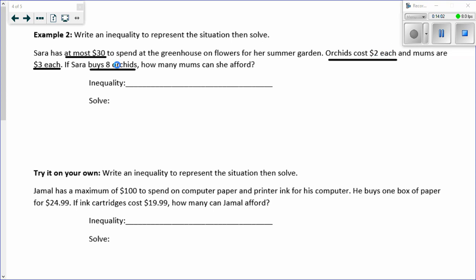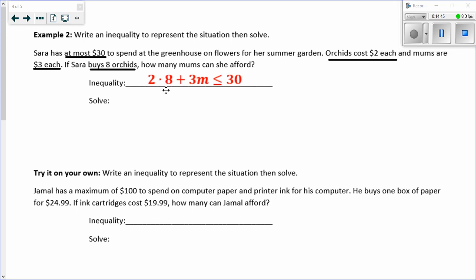What she's buying is 8 orchids for $2 each, so each is a word that means multiply. So 2 times 8 plus, I don't know how many mums she's getting, but $3 each, so 3 times the number of mums she's got. And that, what she's spending, needs to be at most $30. Sorry, I had to pause and I don't know where I left off, so this sounds really weird to you. So, it's $2 times 8 orchids, plus $3 times M, or X, or whatever it is. And that's how much she's spending. Now, how much she's spending has to be at most $30. So she can be less than $30, she can be equal to $30, but not anymore. So that means we're going to use a less than or equal to symbol.